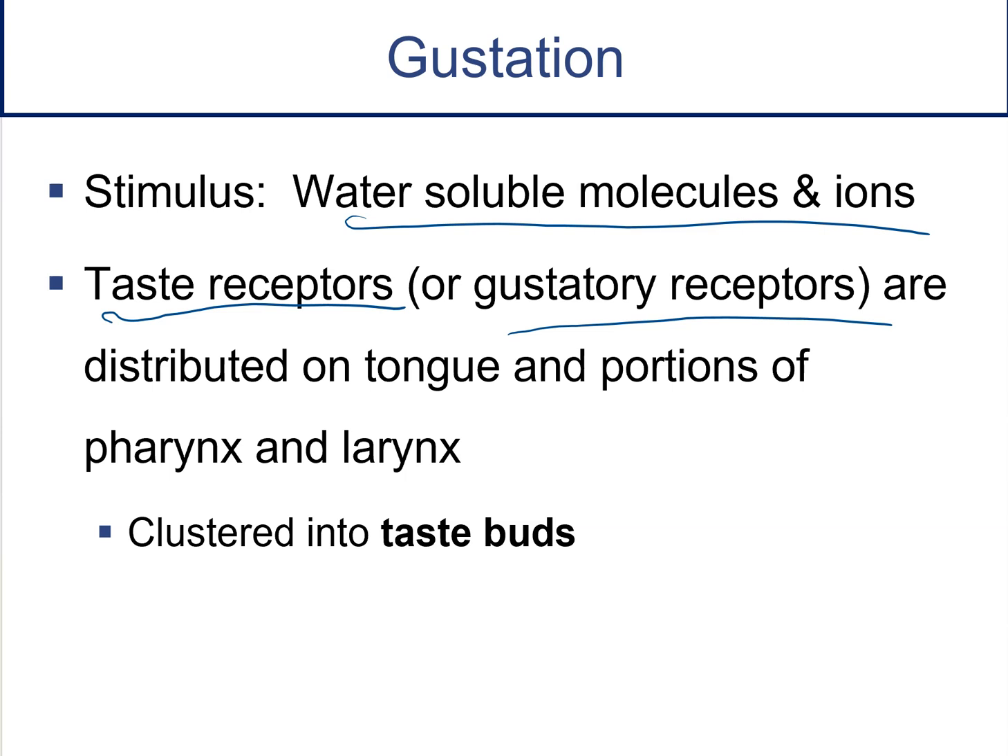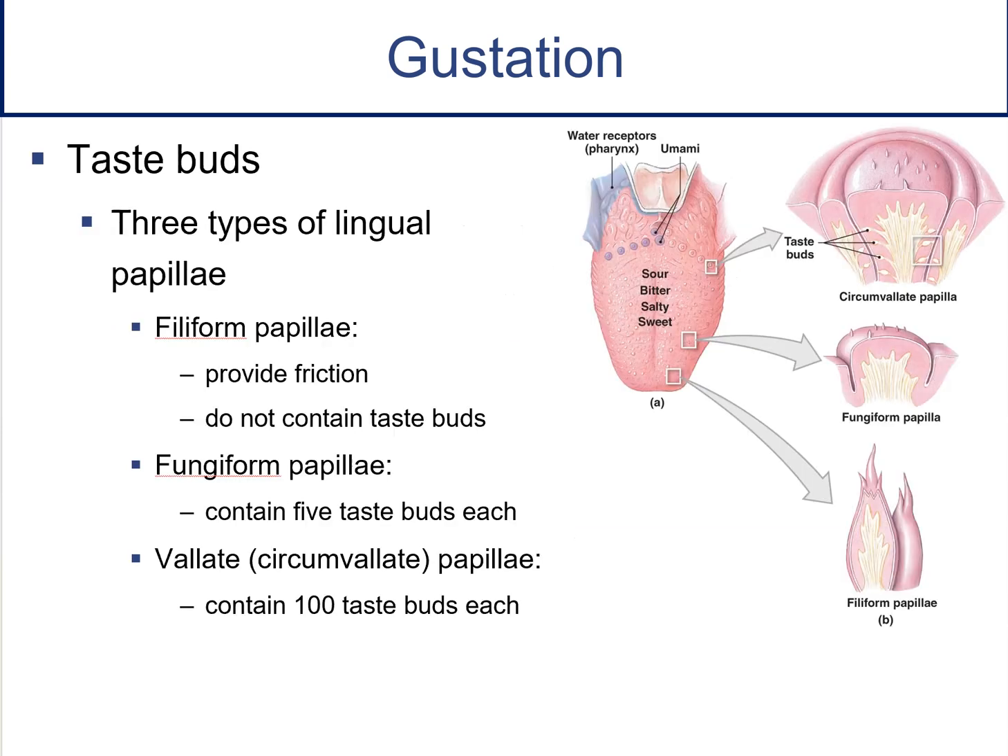Now, these receptors are on your tongue primarily. They're also on your cheeks and inside a little bit of your pharynx and larynx, but primarily on the tongue, and they're clustered into structures called taste buds. Now, there's different types of these taste buds. They're found in papillae. A papilla or papillae is just a rounded projection. You don't need to memorize the different types of taste papillae, but just know that these papillae are all over the tongue. You have some over the anterior, there's some on the back.